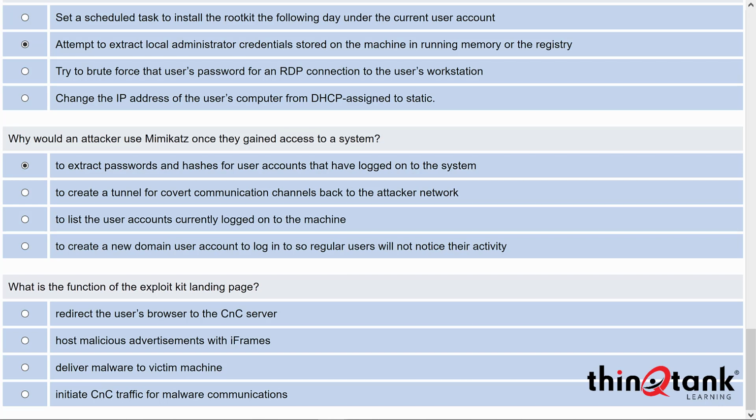All right, we have our last question here. What is the function of an exploit kit landing page? Well, the main function is to simply deliver the malware, right? That's the site that's compromised that allows us to scan the host for vulnerabilities and ultimately deliver the malware to that particular client.